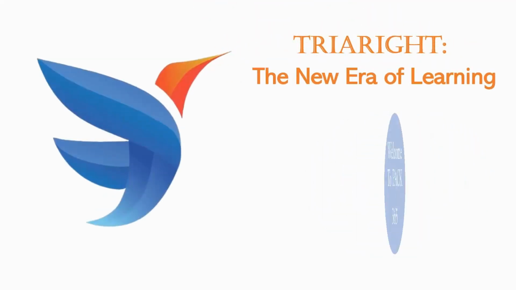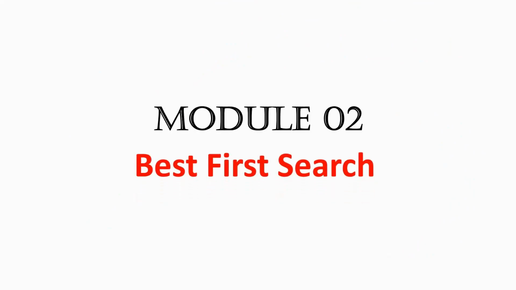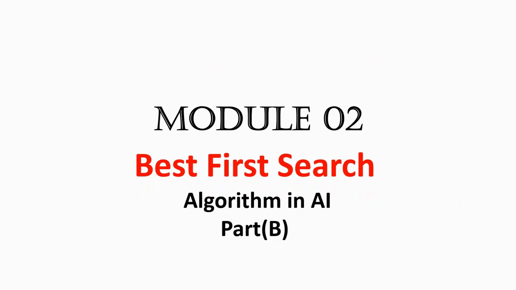This is Pack 365. In Module 2, we discussed best first search. In the previous lecture, we discussed the best first search algorithm in AI. Now we discuss part B, the example explanation, the example problem. So let's go to the topic.